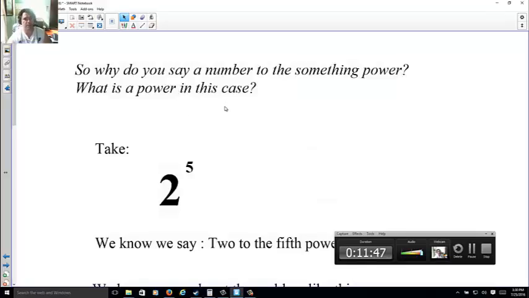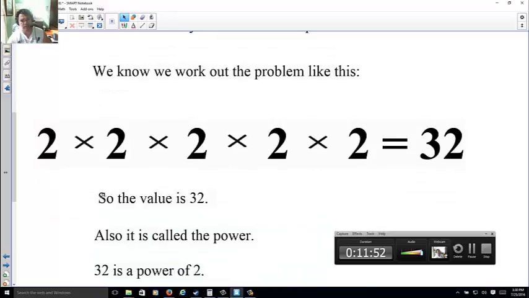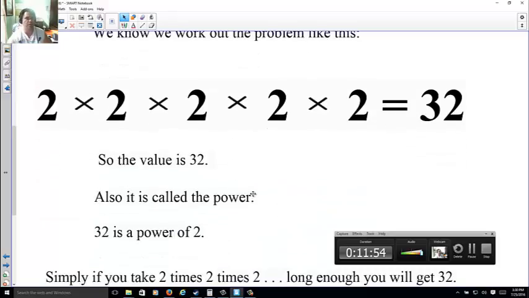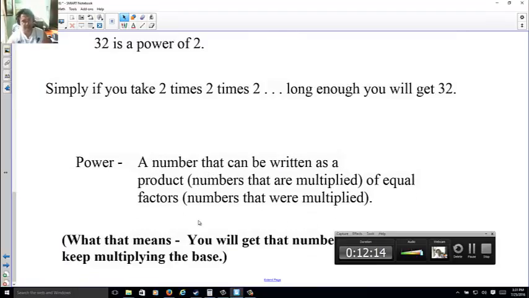So why do you say something's a power in this case? Well, 2 to the 5th power just means 5 2s, you work it out. That's the value. It's also called the power. So 32 is a power of 2. Meaning 2 to the 5th power, okay, 2 is what I'm multiplying. 5 of them are being multiplied. 32 is a power of 2, meaning 32 is the result. Somewhere down the line, 2 times 2 times 2 will eventually hit 32. Power means a number that can be written as a product.